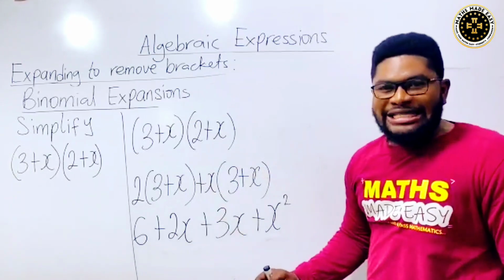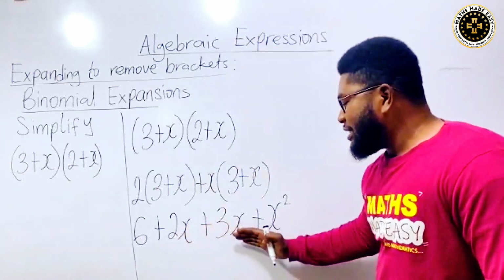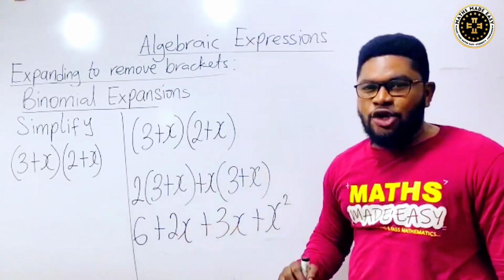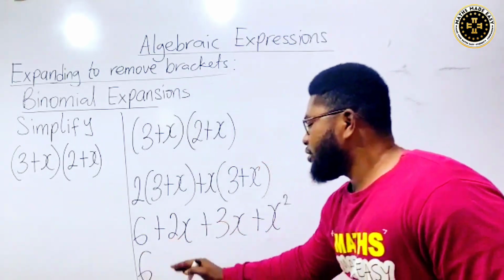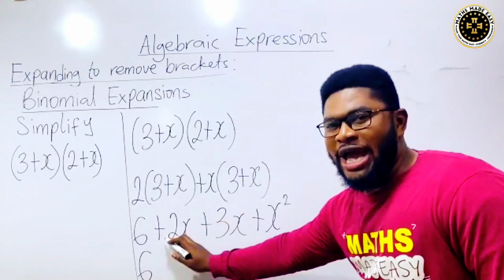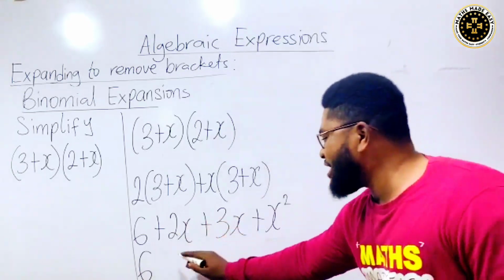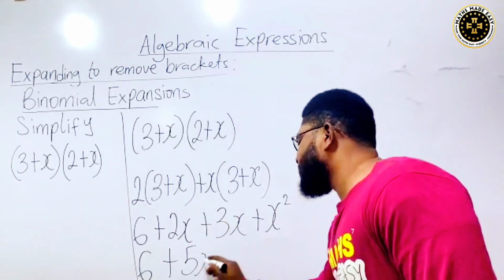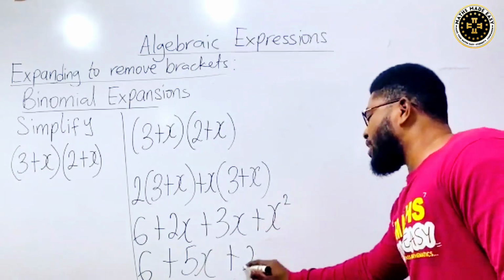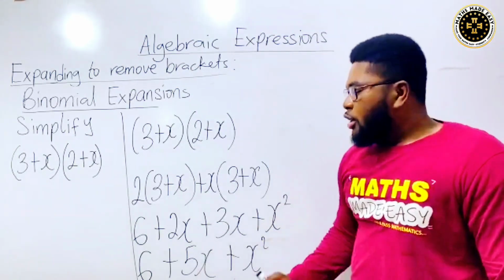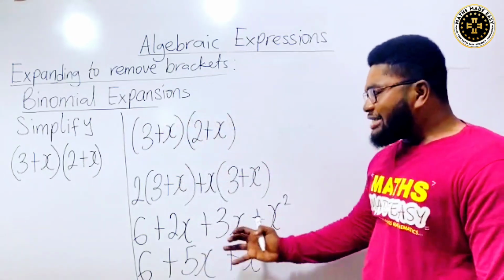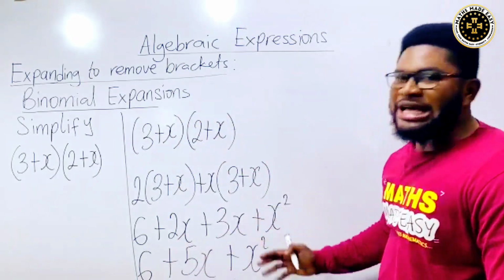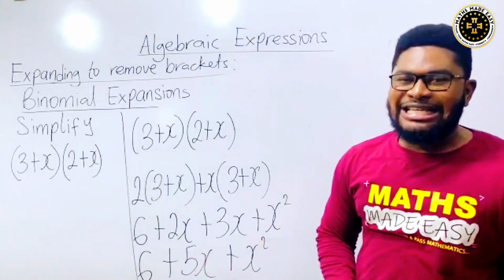Now we group like terms. I have 2x and 3x automatically grouped. So we will add. Before that, 6 will be there. Then positive 2x plus 3x will give us positive 5x. Then I have plus x squared. So at the end of the day, you are going to get the same answer as the first method. So the answer becomes 6 plus 5x plus x squared, since they are not like terms.